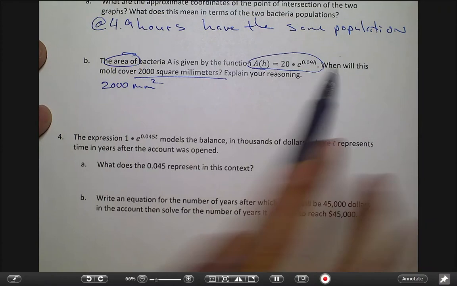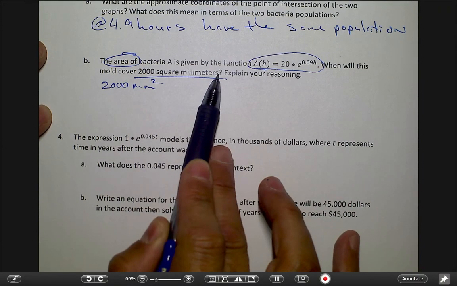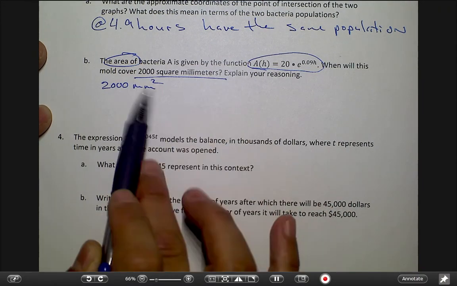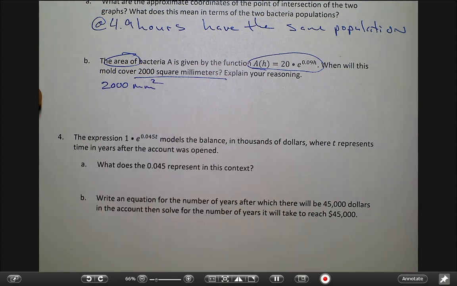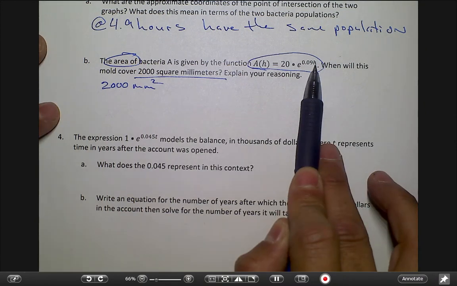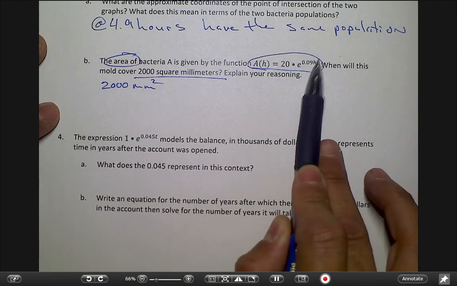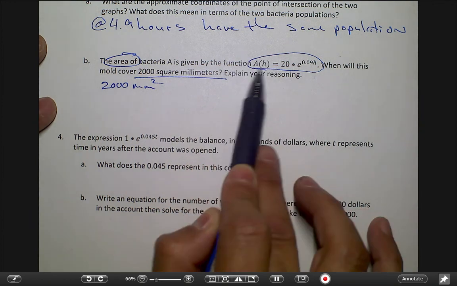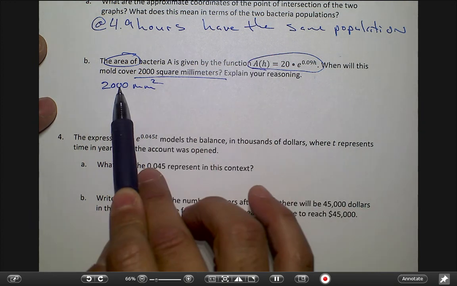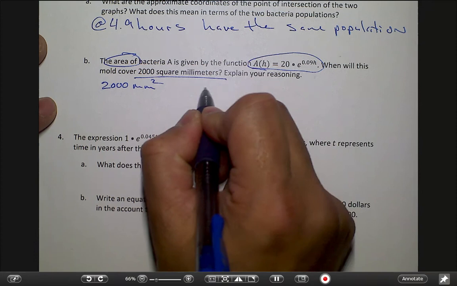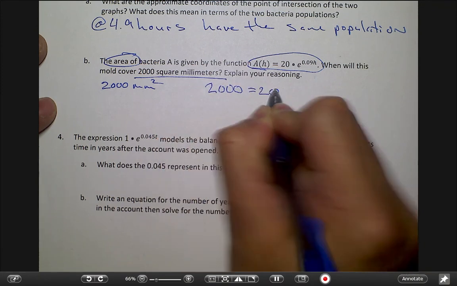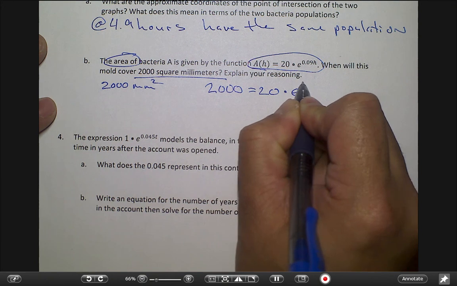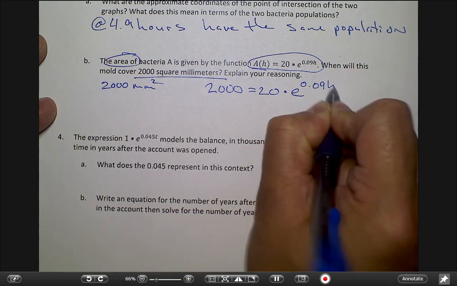So it says, when will the mold cover this? For this, I am asking when the area is going to equal this. So what am I solving for? Hours. I'm solving for the hours here, so I'm looking for the h. That means I'm going to replace A of h with 2,000. Very good. So let's write that out. 2,000 is equal to 20 times e to the 0.09h.